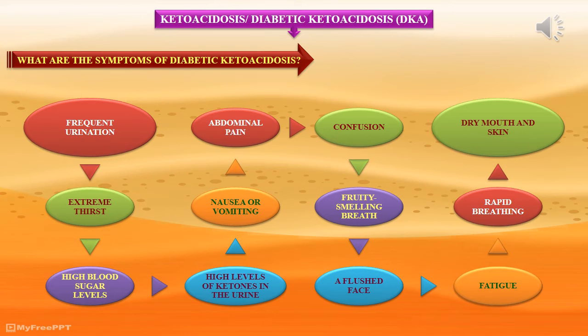What are the symptoms of diabetic ketoacidosis? Frequent urination, extreme thirst, high blood sugar levels, high levels of ketones in the urine, nausea or vomiting, abdominal pain, confusion, fruity smelling breath, a flushed face, fatigue, rapid breathing, dry mouth and skin. So these are all the symptoms of diabetic ketoacidosis.